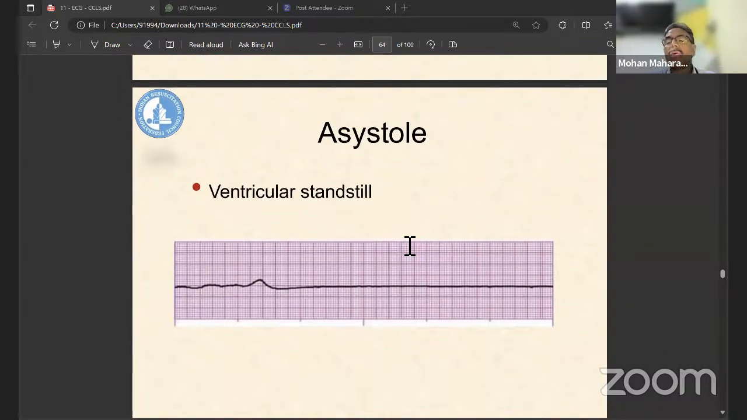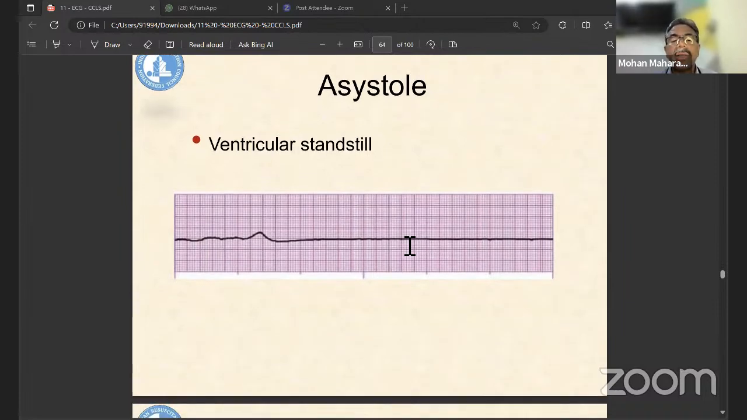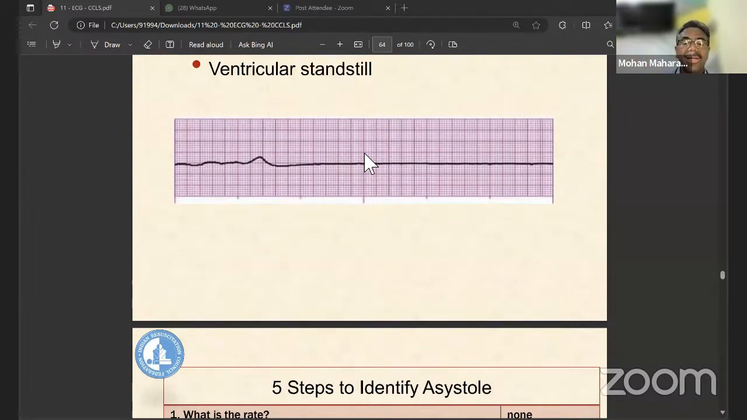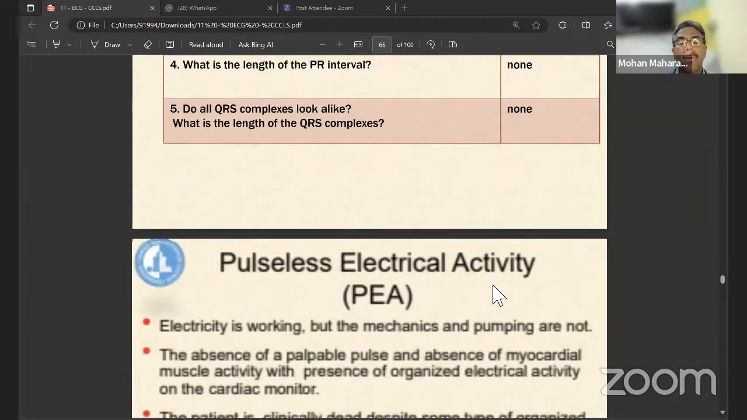Asystole. We all know, as we discussed yesterday, that even if the patient is breathing, when you check the pulse and you are not able to feel it, otherwise the patient will not have breathing. So ventricular standstill means there is no contraction, there is a straight line. Ventricular standstill is nothing but asystole, which means there is no contractility. Again, simple: rate, rhythm, QRS, everything is none.